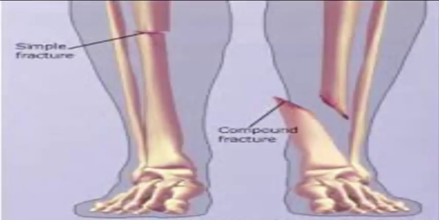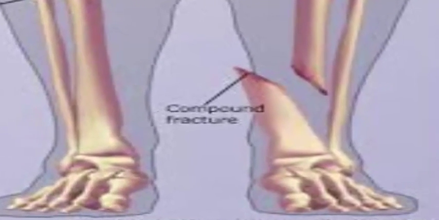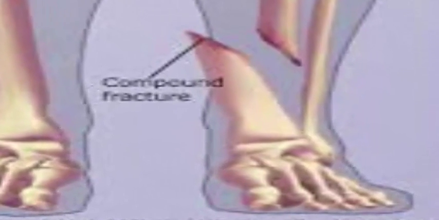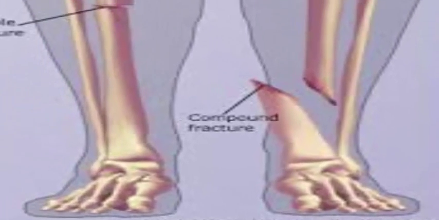X-rays can show whether a bone is intact or broken. They can also show the type of fracture and exactly where it is located within the bone. All forms of treatment of broken bones follow one basic rule: the broken pieces must be put back into position and prevented from moving out of place until they are healed.